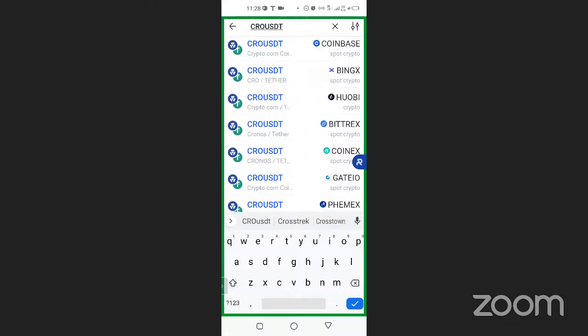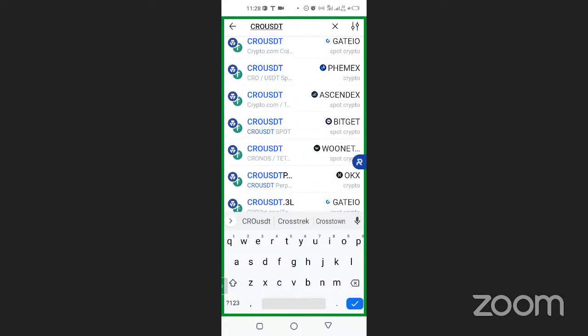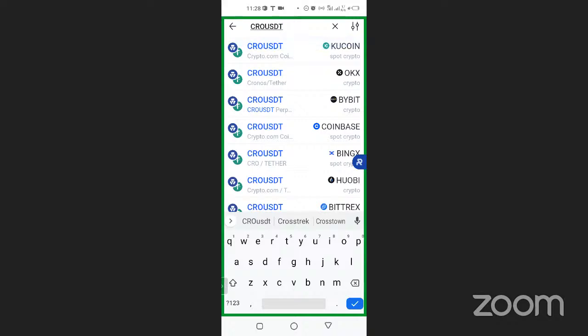Using which exchange? They're using their own, crypto.com. Okay, let me use KuCoin. Okay.